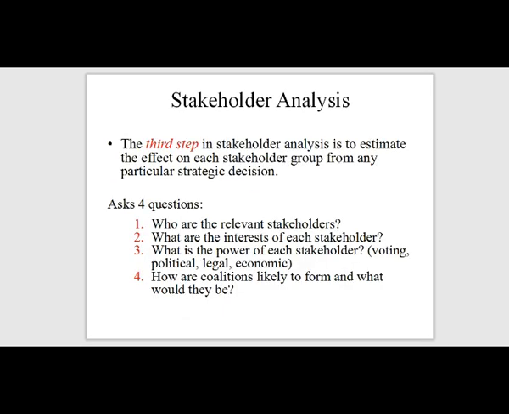The third step in the stakeholder analysis is to estimate the effect on each stakeholder group from any particular strategic direction. In this process, we identify relevant stakeholders and we analyze their interest, influence, and power. Four questions often help in this regard. Who are the relevant stakeholders? What are the interests of each stakeholder? What is the power of each stakeholder: voting, political, legal, and economic? How are the coalitions or partnerships likely to form and what would they be?